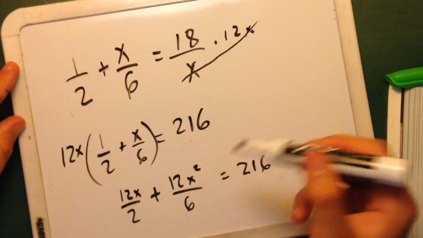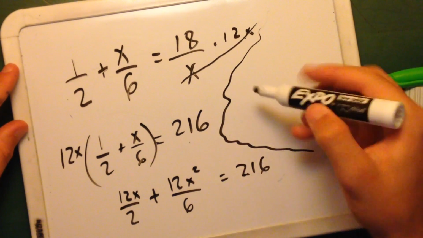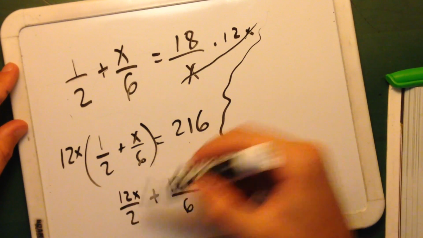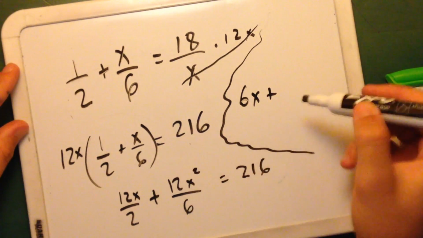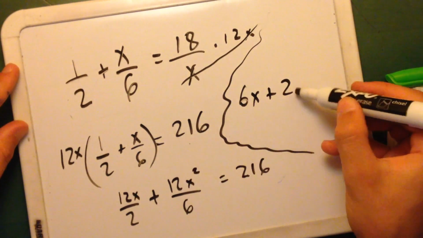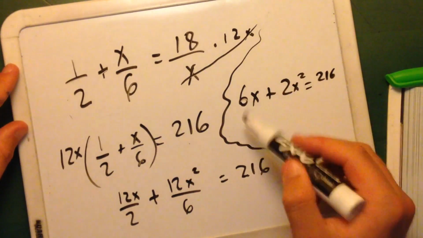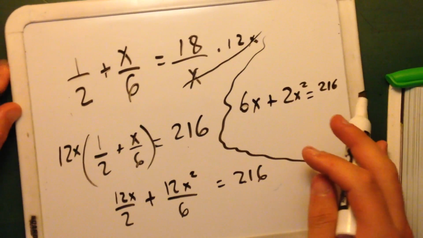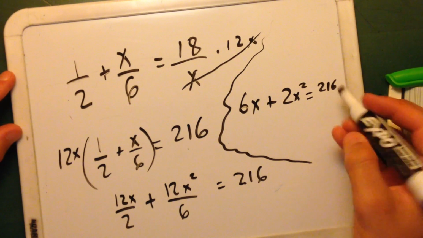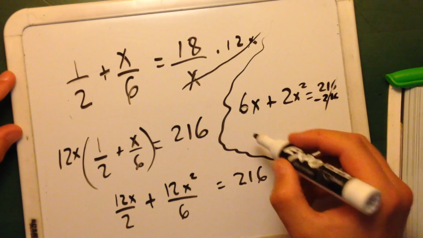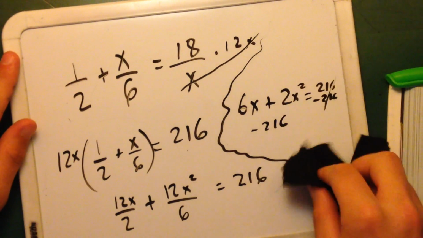Now these can simplify, and I'm just going to write it here. The 12 and 2 can simplify to 6, and x, plus 12 and 6 can simplify to 2, and bring the x squared, is equal to 216. We can bring the 216 over to make it a quadratic equation, and that's just going to be minus 216.